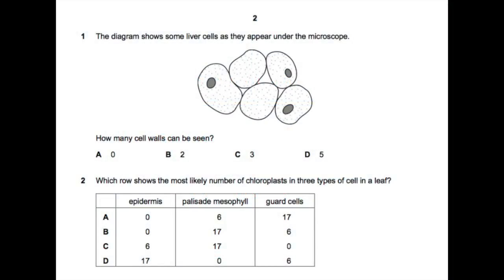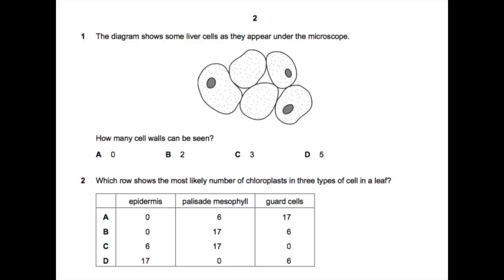Alright, question 1. The diagram shows some liver cells as they appear under the microscope. How many cell walls can be seen? Is it A, 0, B, 2, C, 3, or D, 5? You may be mistaken thinking that it is 5, but if you reread the instruction, it does say liver cells. And liver cells are animal cells, and you must know that animal cells do not have cell walls.